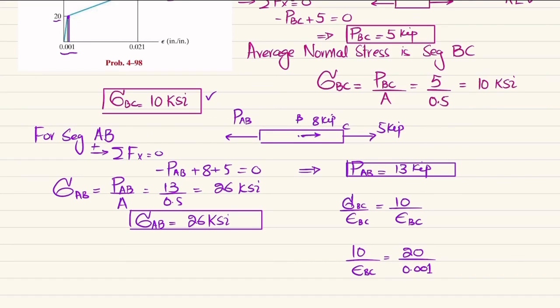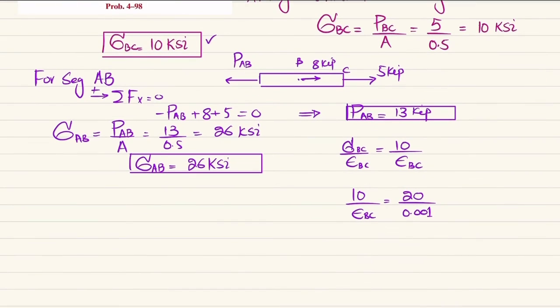You can see that this sigma BC is 10 KSI, that will be in this line. So at 10 we will have some strain. The ratio of stress to strain at this point and the ratio of stress to strain at this point will be the same. So what I have written is 10 divided by epsilon BC is equal to 20 divided by 0.001. So from here we will get strain BC will be equal to 20 divided by 0.001.